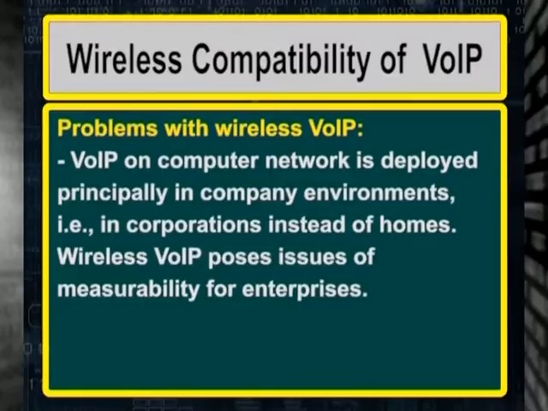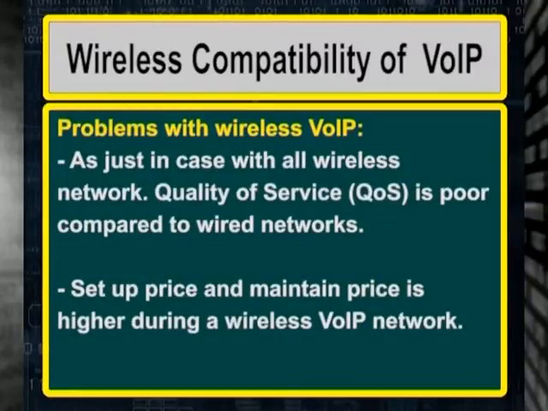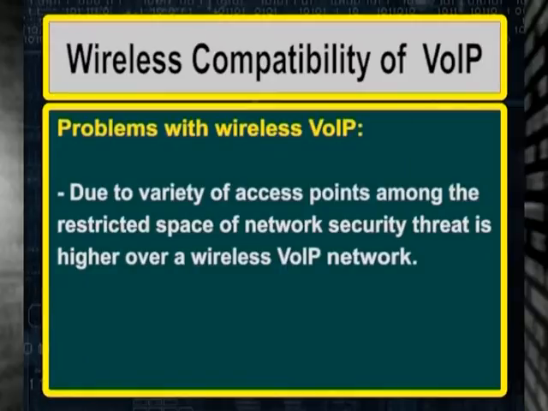VoIP on a wireless network is deployed mainly in company environments like corporations instead of homes. Wireless VoIP poses issues of scalability for enterprises. As is the case with all wireless networks, quality of service is poor compared to wired networks. Setup price and maintenance price is higher in a wireless VoIP network. Due to the number of access points within the restricted space of the network, security threat is higher over a wireless VoIP network.